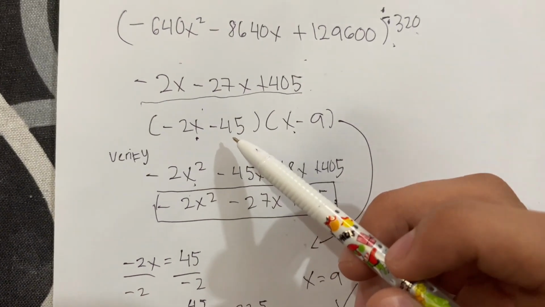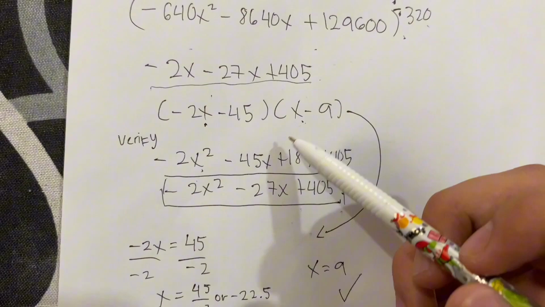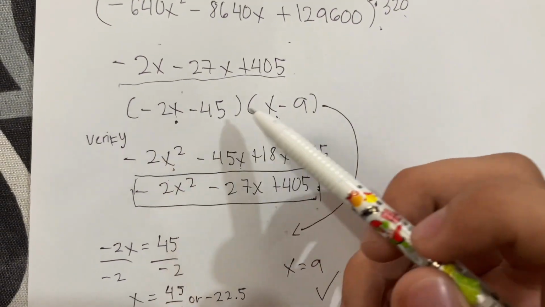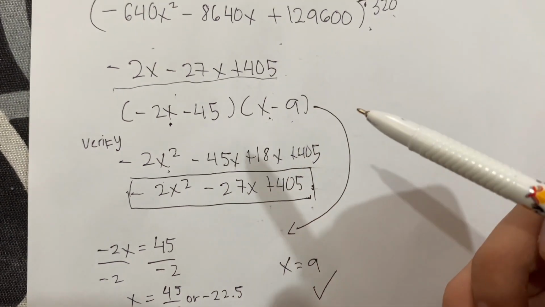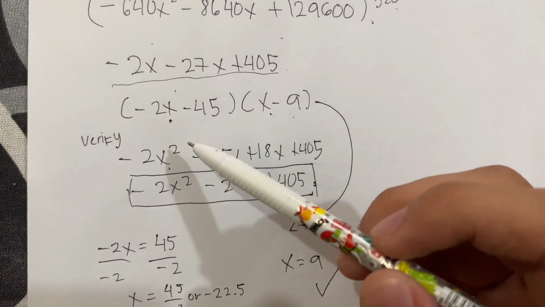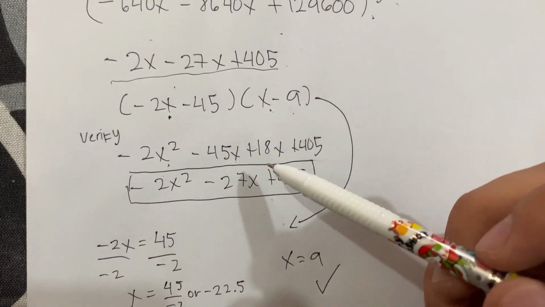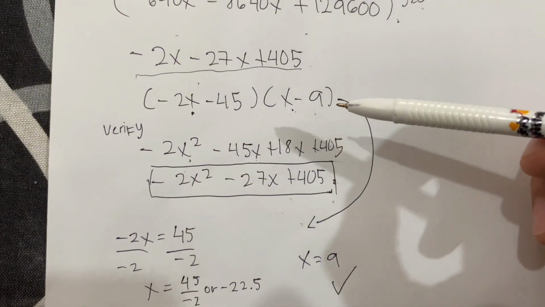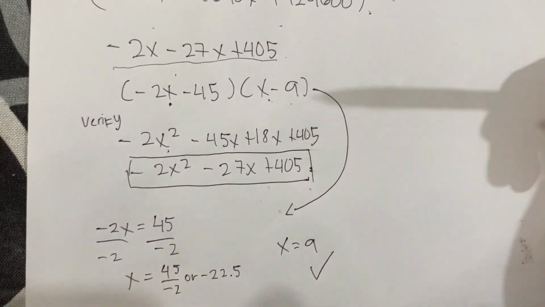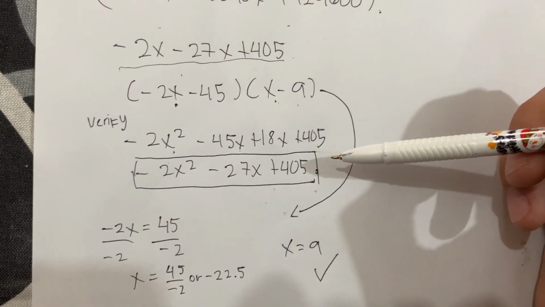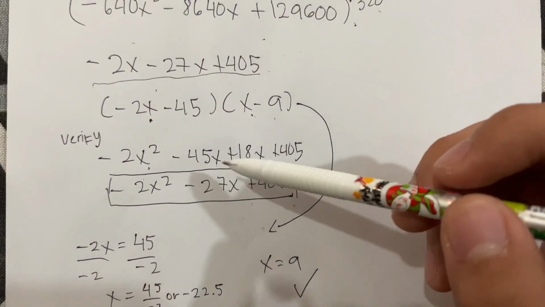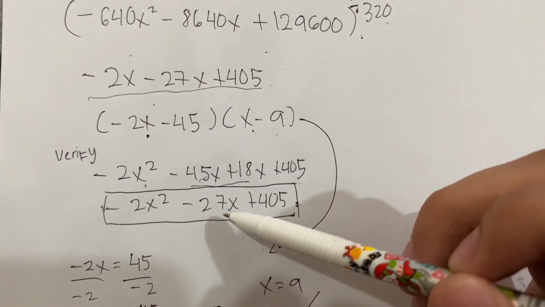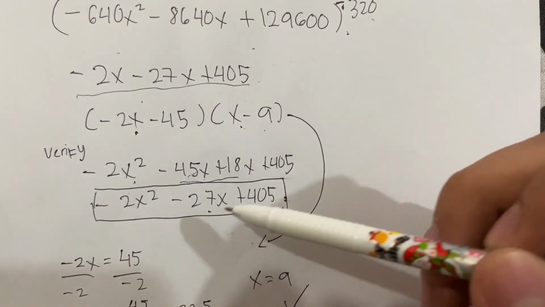And then the inner term is negative 45 times x, which equals negative 45x. Then the outer term is negative 2x times negative 9, which equals positive, so we have 2 times 9 equals 18x. And then lastly, negative 45 times negative 9 equals positive, since negative times negative, so we have 405. And then combine like terms, negative 45x and 18x. So we have negative 2x squared minus 27x plus 405.